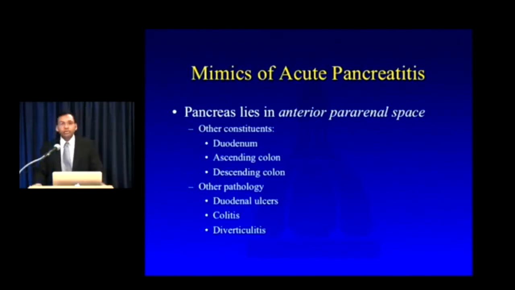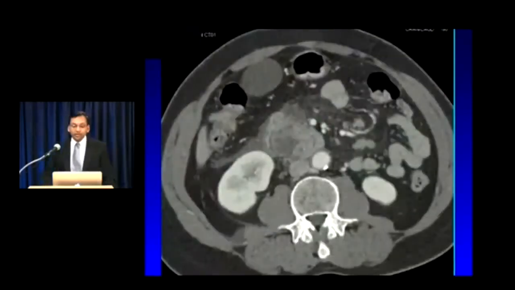Now, I think it's important to remember that the pancreas is not the only organ in the anterior pararenal space. It shares that anatomic space with several other entities, including the duodenum, the ascending colon, and the descending colon. So it is theoretically possible, and in fact not that uncommon, that pancreatitis can be mimicked by other pathology, including duodenal ulcer disease, colitis, diverticulitis, and so on and so forth. And these are obviously entities that are treated very differently, carry very different prognoses, and really it is important to make the clinical distinction.